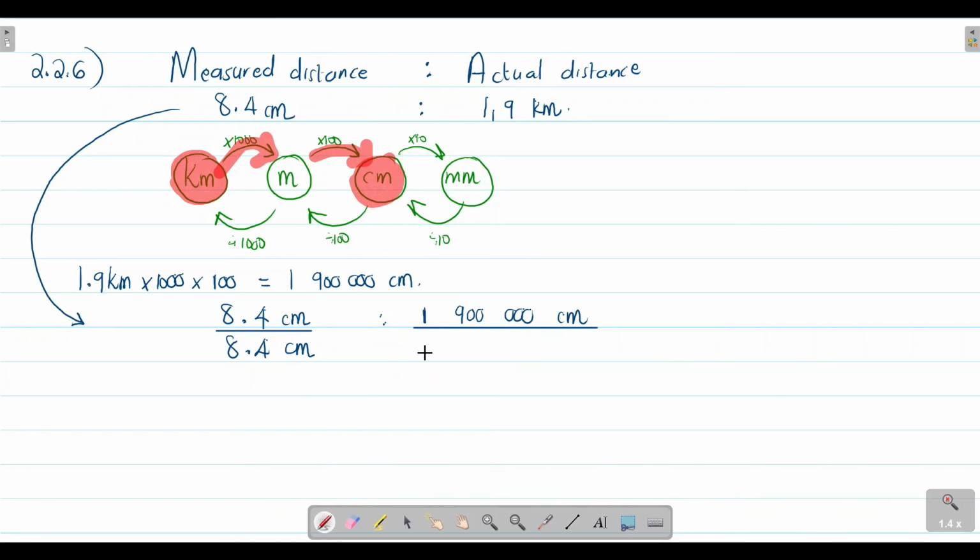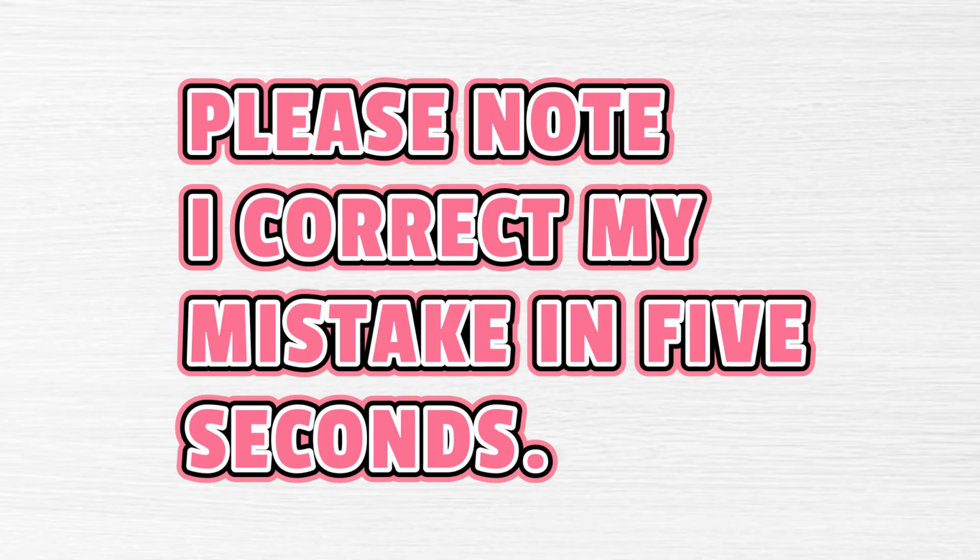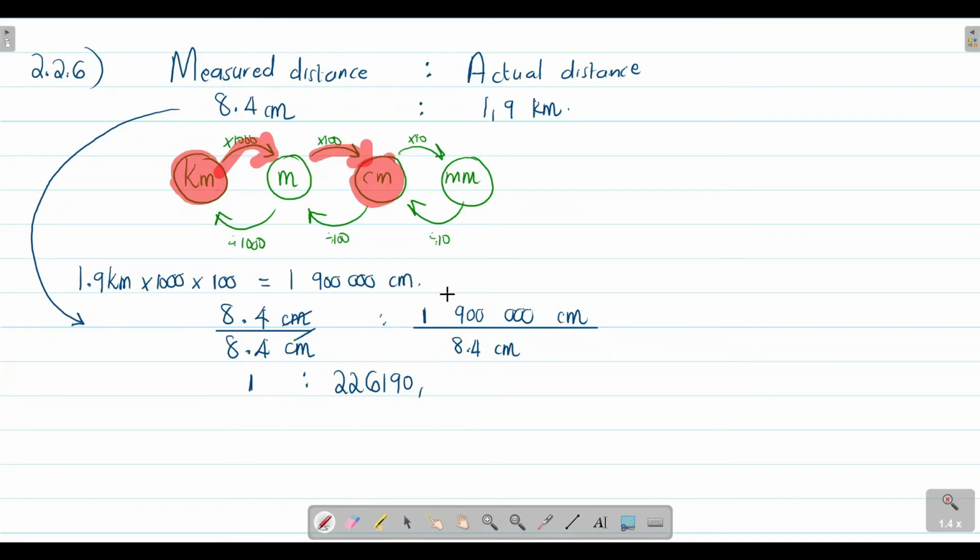So 1,900,000 divided by 8.4 centimeters, right? We see that the units cancel and it'll be 1:something. If you take that 1,900,000 and divide it by 8.4 centimeters, you will get a value of 226,190.4. Right, so I just made a silly mistake here, so let's quickly rectify that.